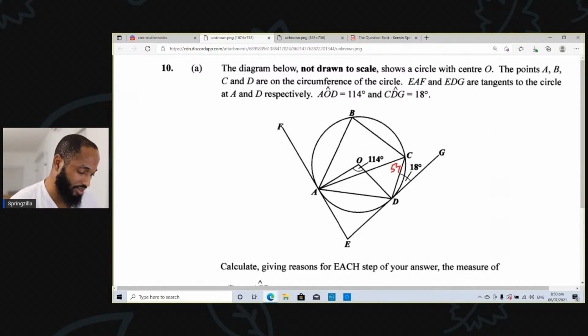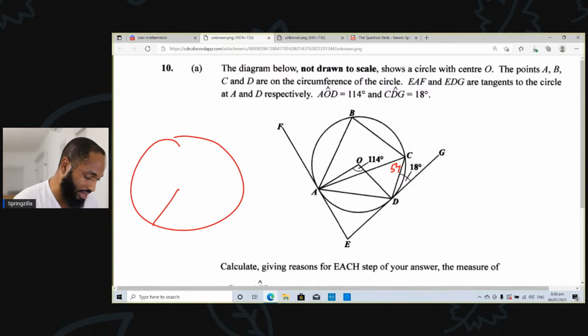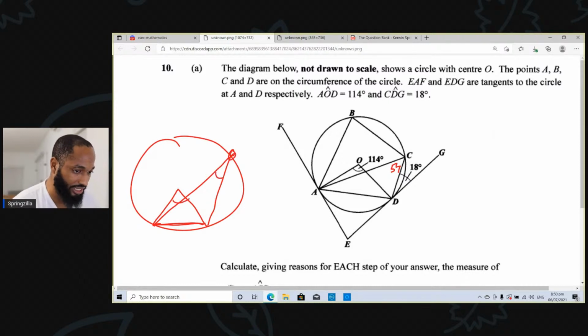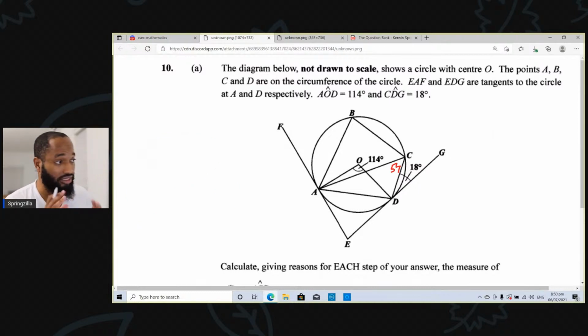So 57. The rule says that if you have an angle at the center of the circle and you use the same chord and carry it to the circumference, this angle is half of the angle at the center. So the angle at the circumference is half the angle at the center. Search up circle geometry and you can see it. So that's 57 degrees and you must state the reason.